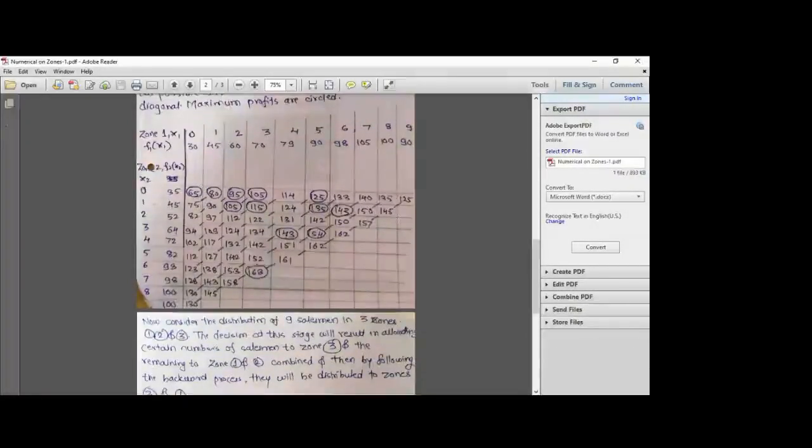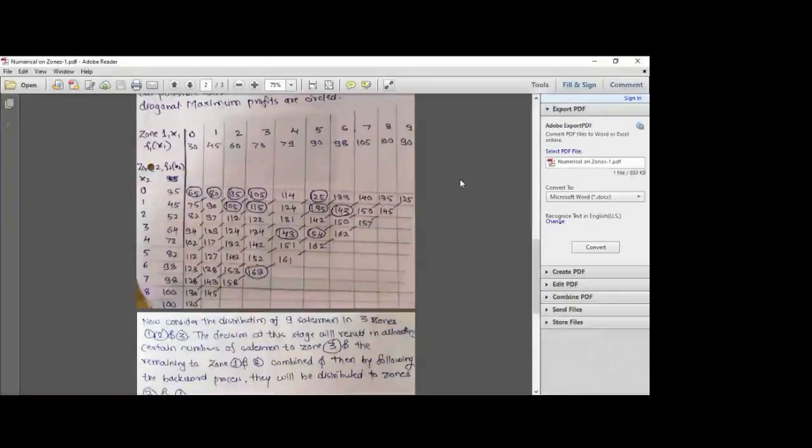Right, now let's say I'm putting 0 salesmen in zone 2. Considering only 0 salesmen, what is the maximum profit that I can generate? For example, I have put 0 salesmen in zone 2 and 0 salesmen in zone 1. So what will be the total profit? It will be 30 plus 35. The profit is 65, right?